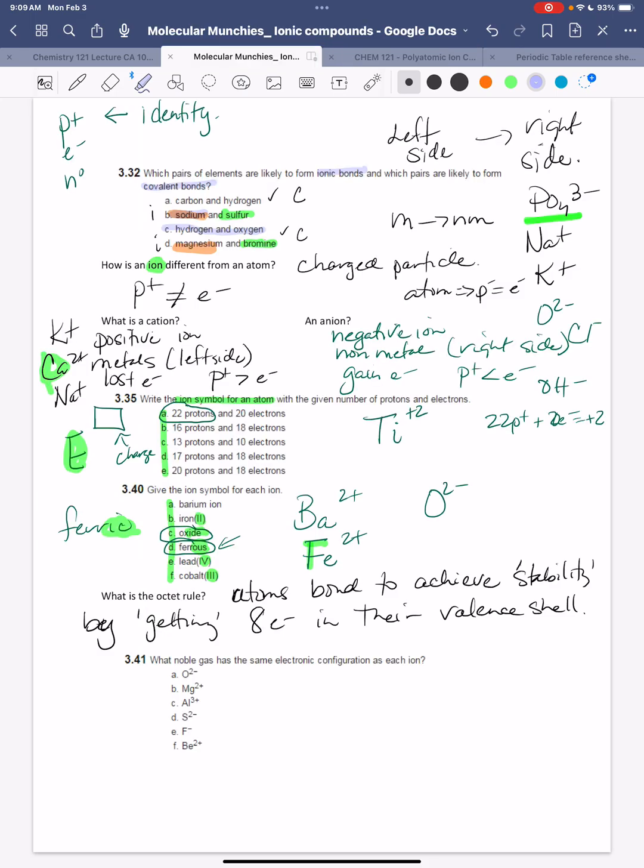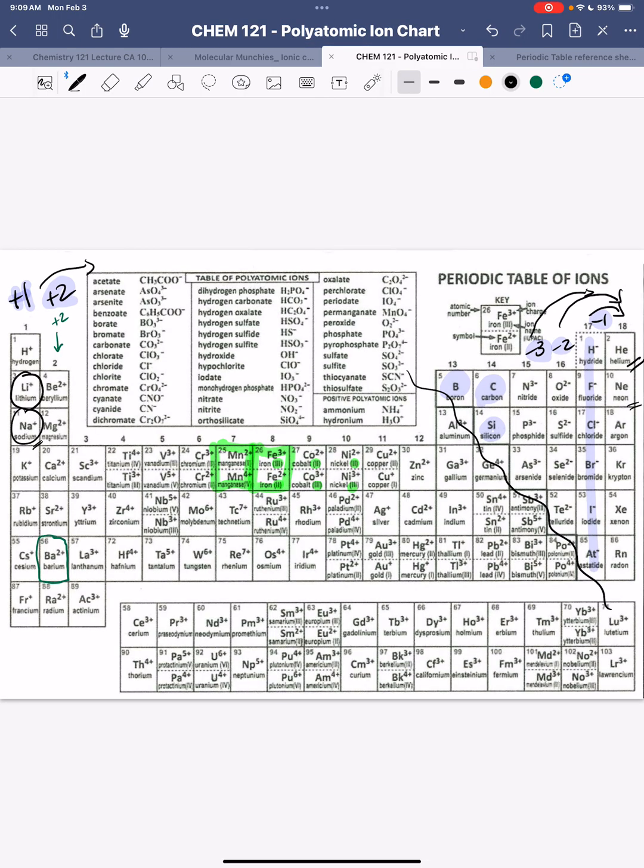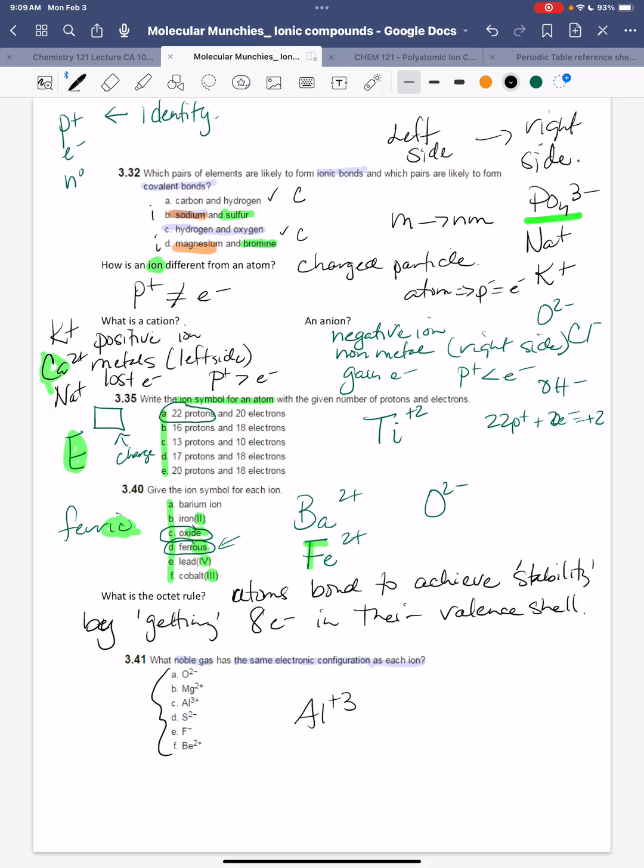Okay, so that answers this question right here. What noble gas electron configuration is each ion? So I'm going to go through a couple of these. I'm going to go with aluminum +3. If you notice, when you look at aluminum on the chart, it's a +3, right? And that's because it's going to lose 1, 2, 3 electrons to become like neon. So when we ask that question that way, basically aluminum is trying to become like neon.